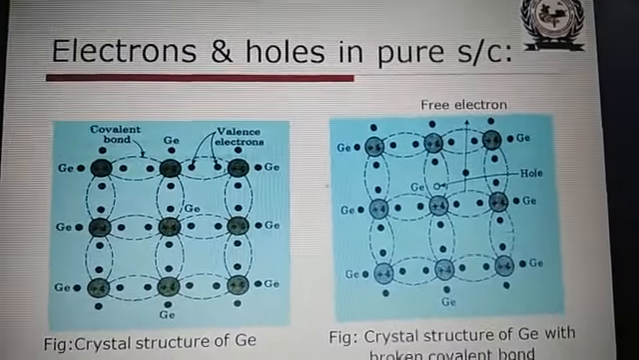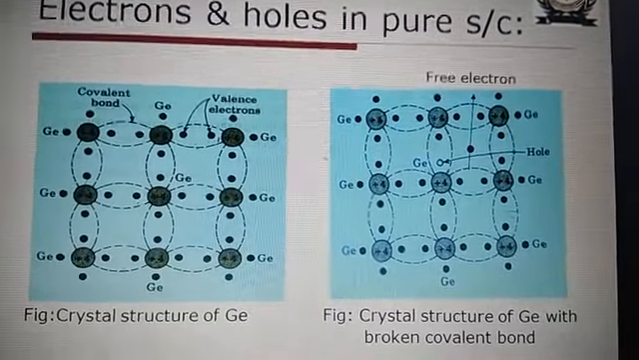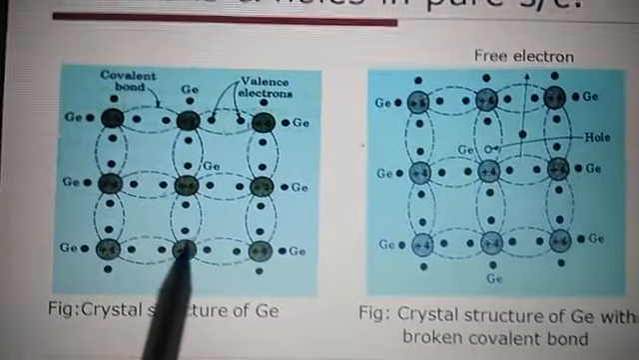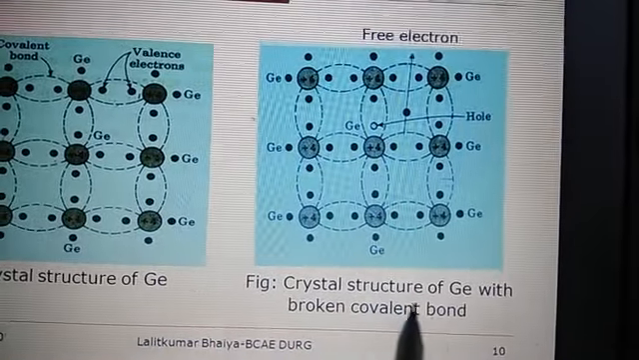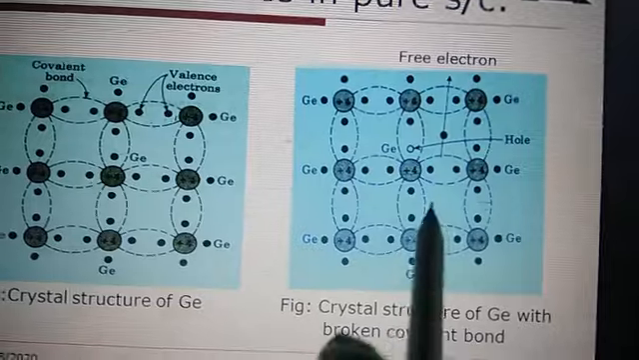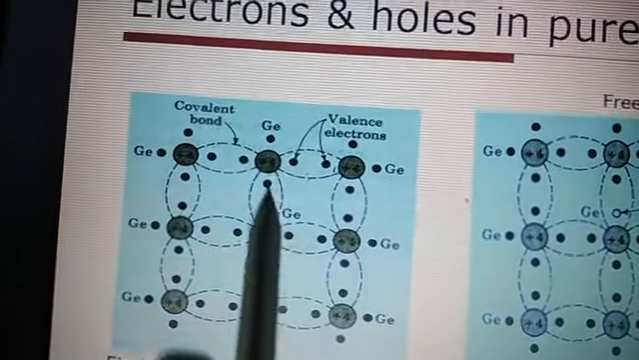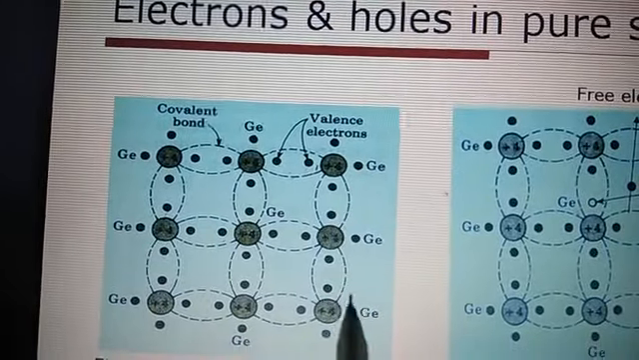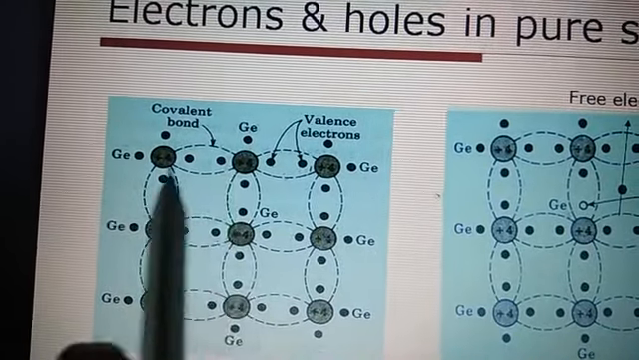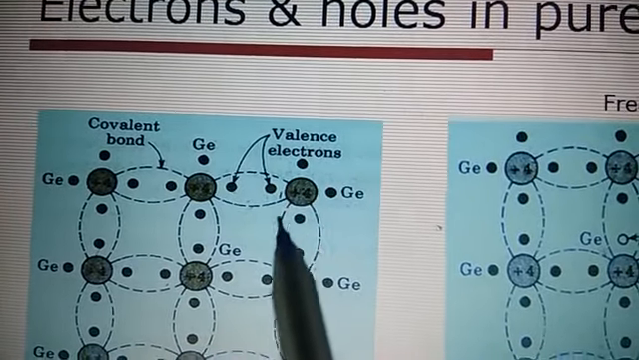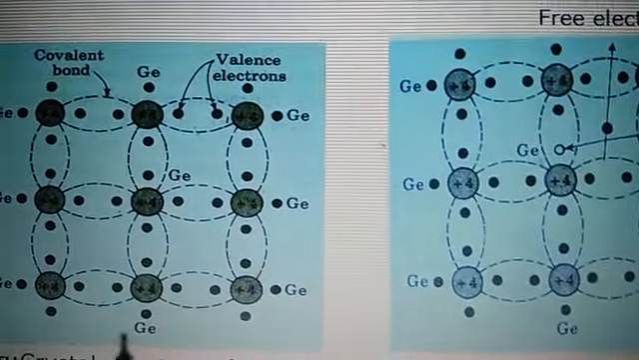So you can see electrons and holes in pure semiconductors. Here you can observe the crystal structure of germanium, and the crystal structure of germanium with a broken covalent bond. These are the covalent bonds shown here. This pair of electrons is tightly bound here. This is a covalent bond, and all these are germanium atoms. These are the valence electrons.